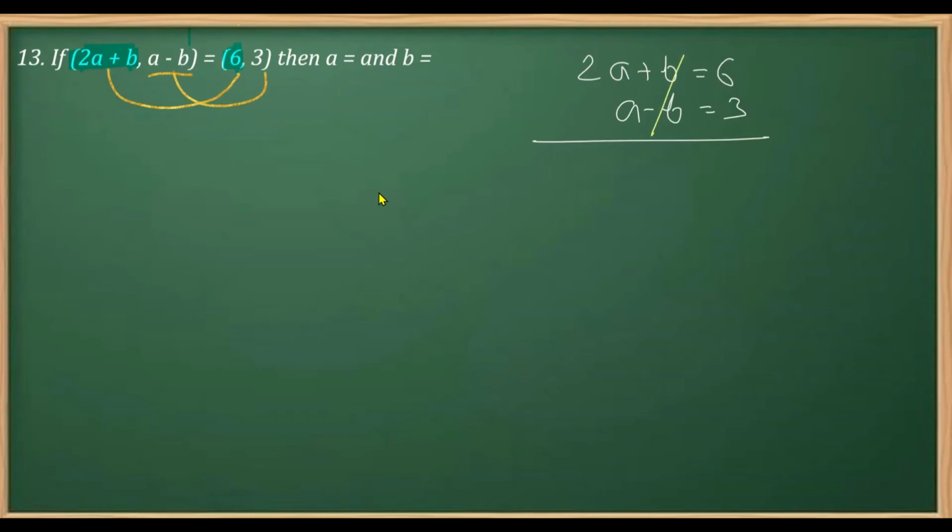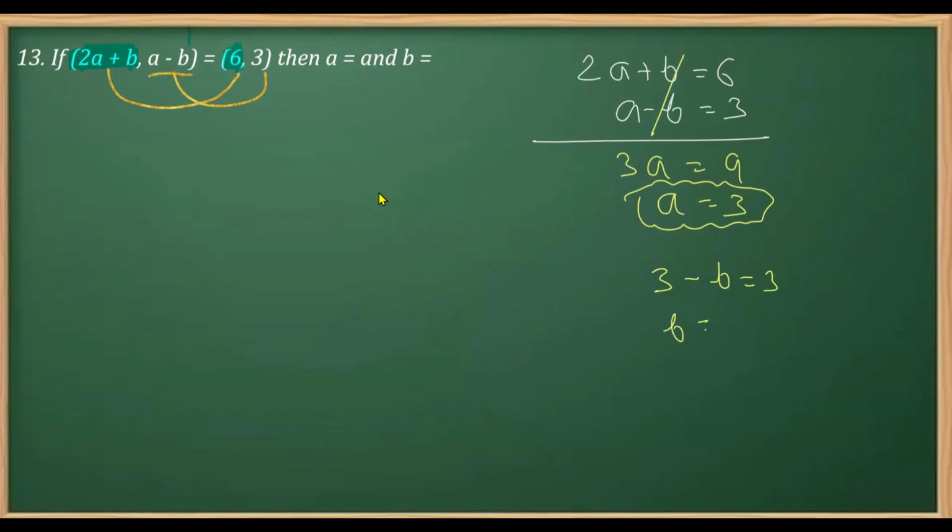If I add these two equations, 2a plus a is what? 3a. And this side, 6 plus 3 is 9. That means a will be equal to 9 divided by 3, which is 3. So we got the value of a. Now I can replace a in any of these equations. Let's say I replace it in the first equation. Replacing a with 3, this is 3 minus b is equal to 3.